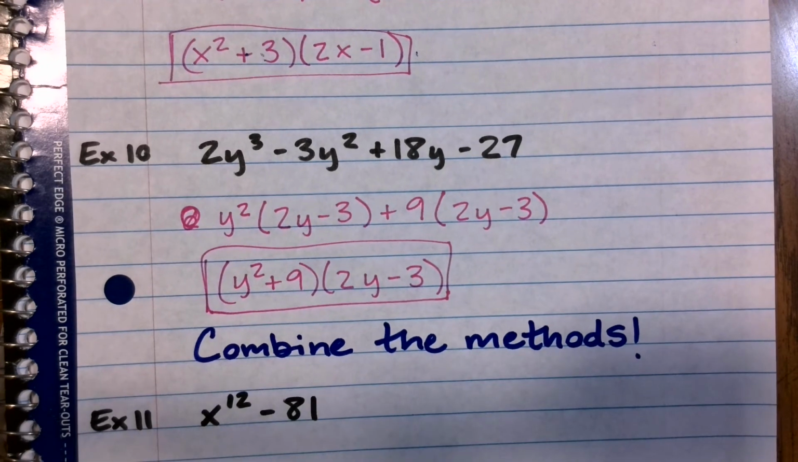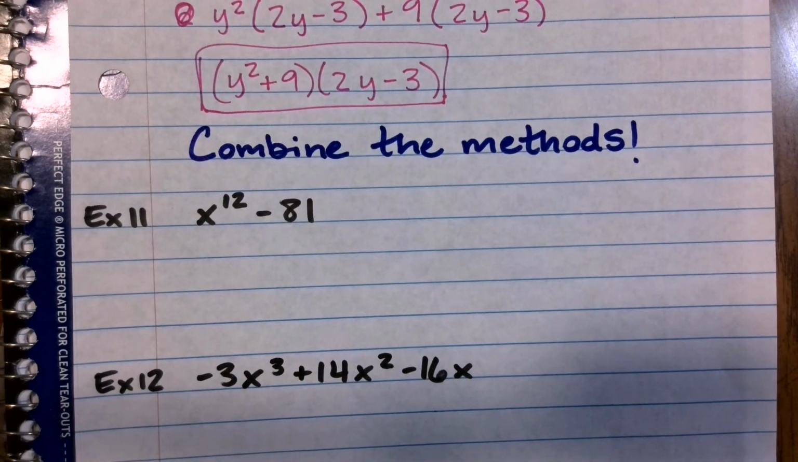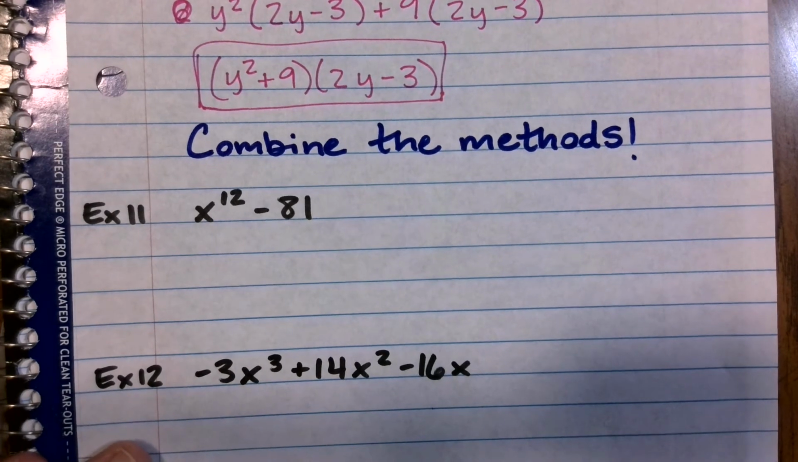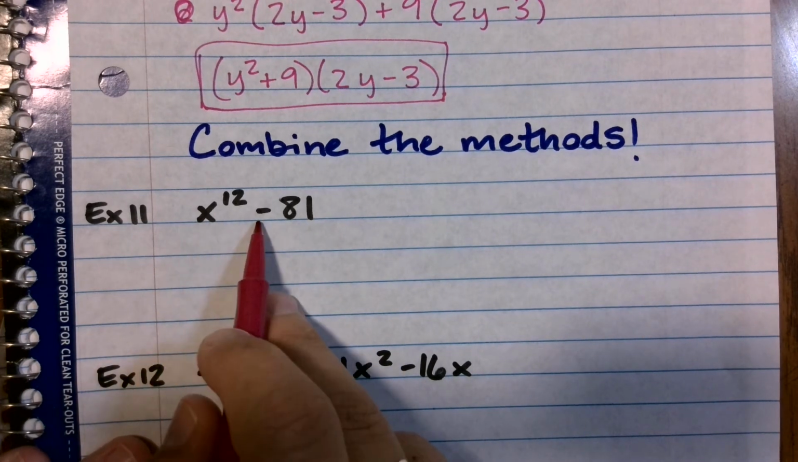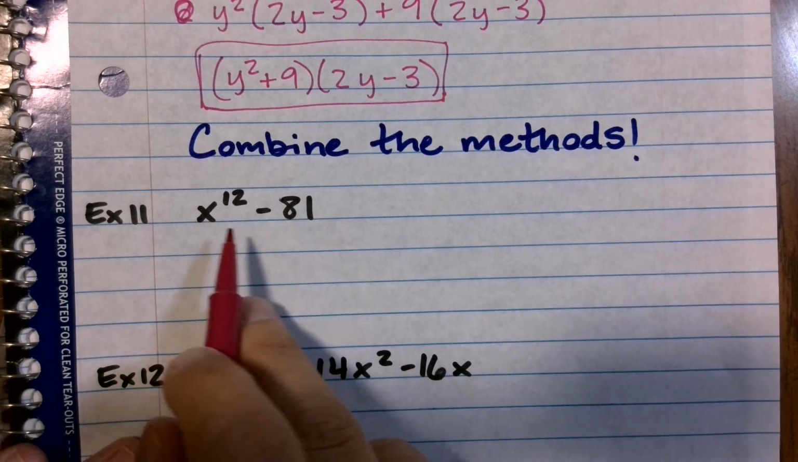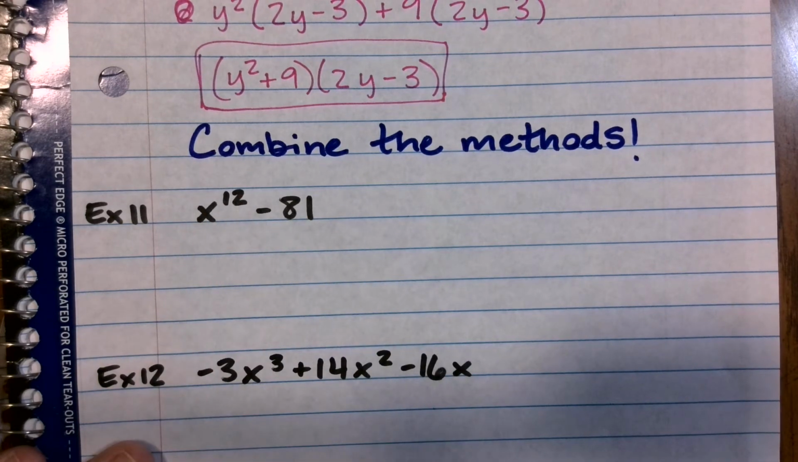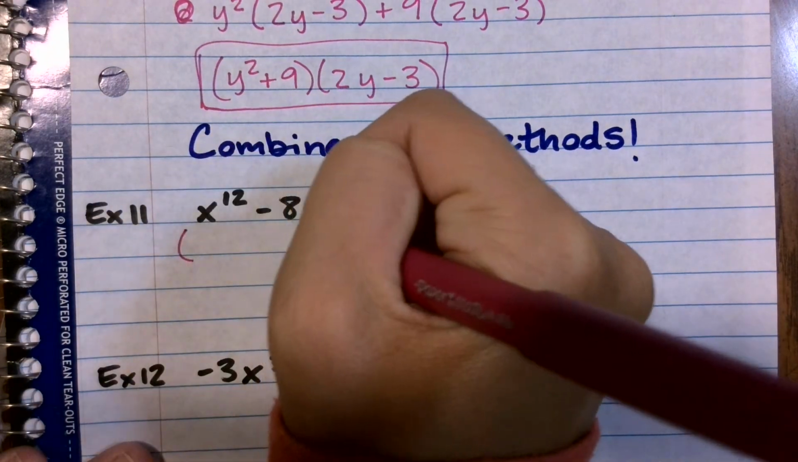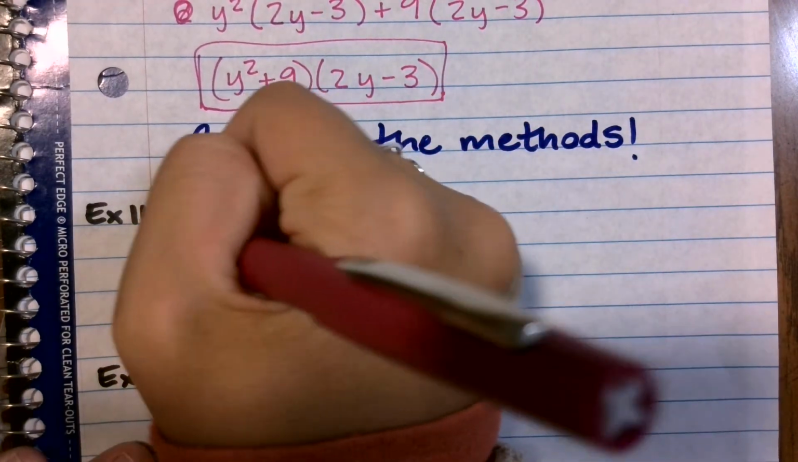So I wanted to do just a few examples. You're going to have a couple of these on Delta Math where you're combining the methods. So maybe you start with one method, but then you can continue using another method. So our first example of combining the methods, this one's a little strange, but it's still a difference of squares. I only have 2 terms. Both of them are perfect squares, even though we're not super used to saying that x to the 12th. But I can still take the square root of x to the 12th, and I get an x to the 6th.